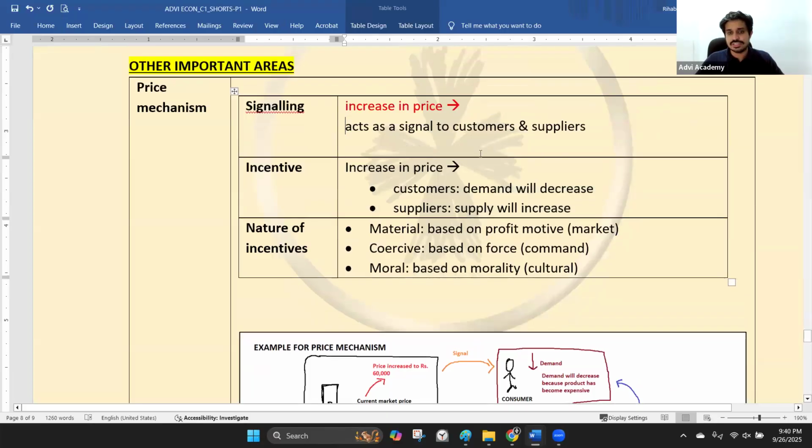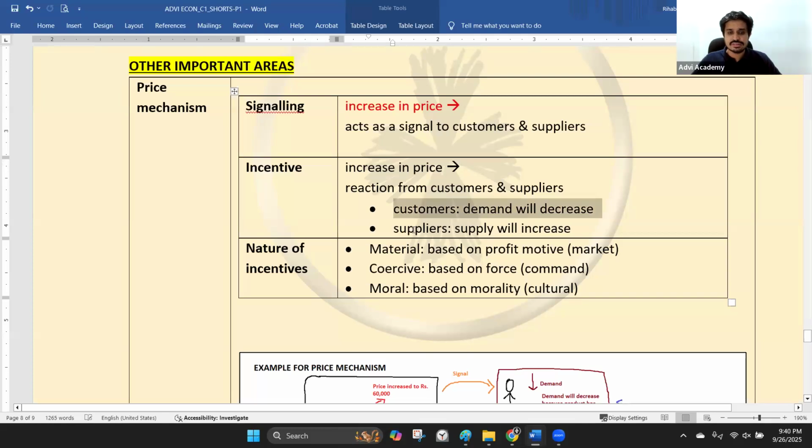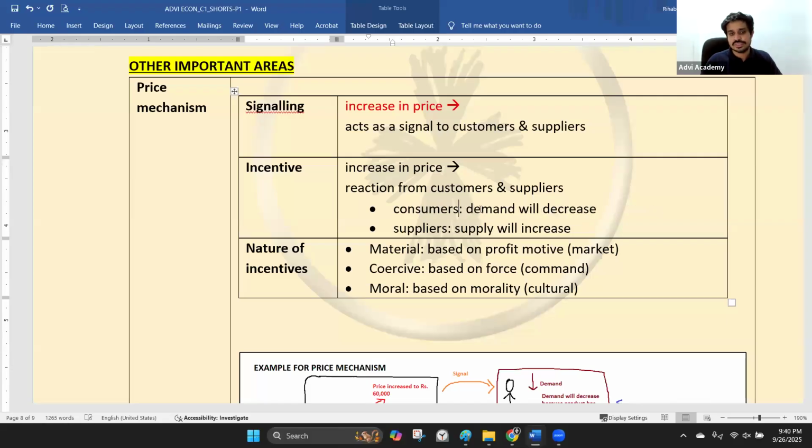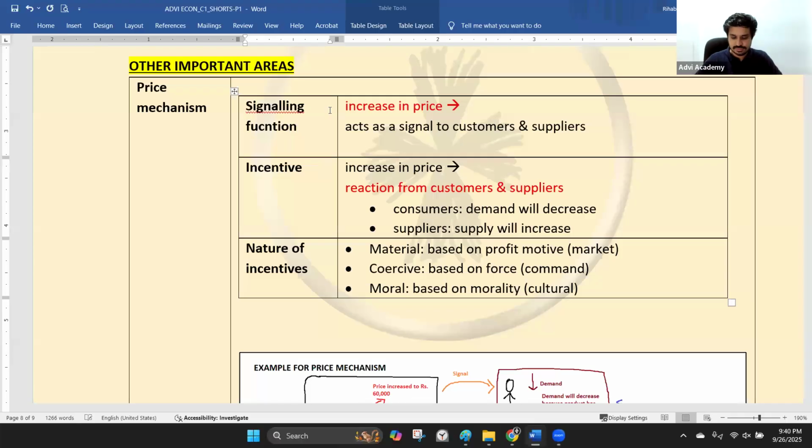This acts as a signal to customers and suppliers. After this signal comes in, right? How do they react? Reaction from customers and suppliers. That is basically your incentive function. So customers will decrease demand, suppliers will actually increase supply. Instead of calling them customers, they're called consumers. Right? Demand will decrease and supply will increase. Okay. So reaction is basically the incentive function, right? And then lastly, so this is the signaling function. Then we have the incentive function. Finally, we have the rationing function.